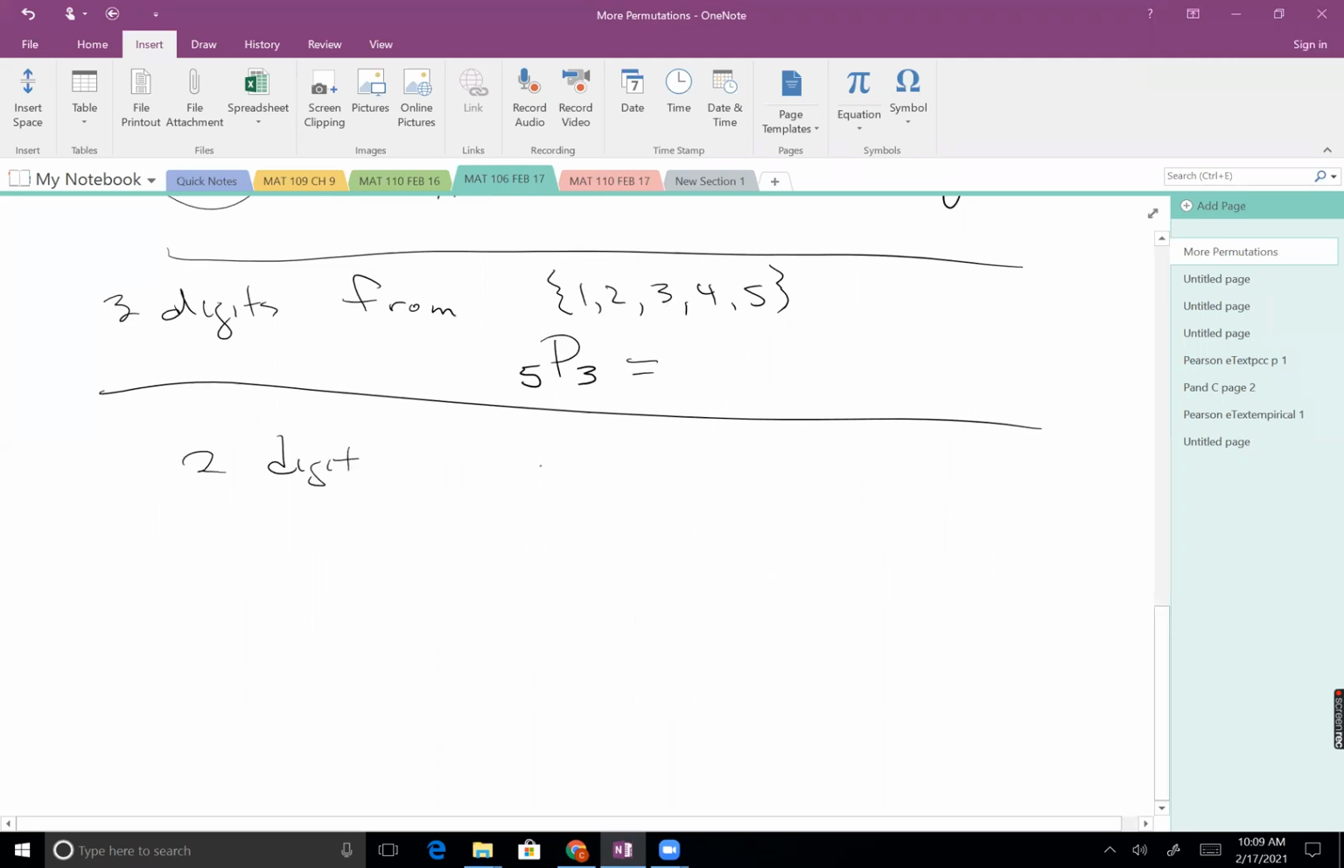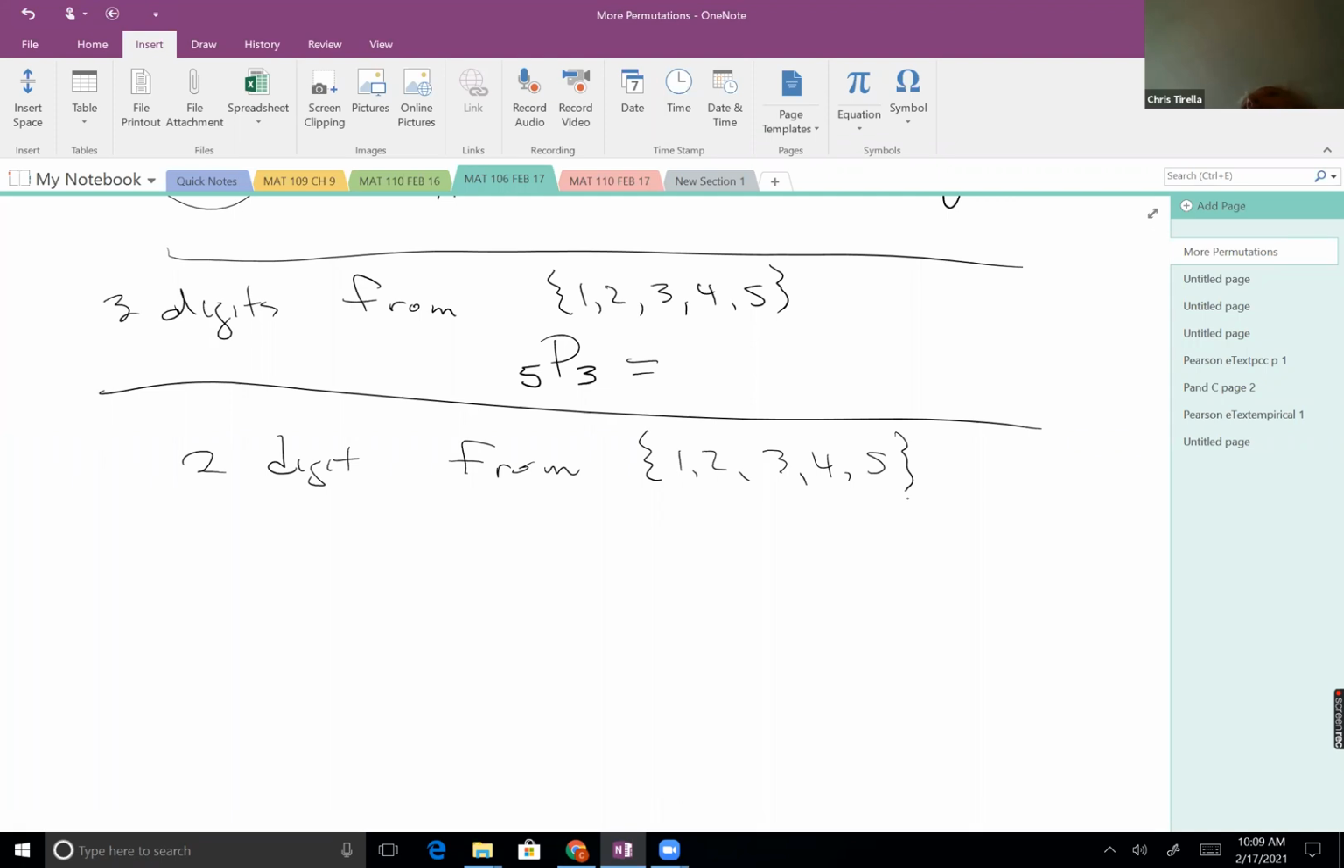Now, if we pick a 3-digit number, we wouldn't all have the same answer, right? No, I'm asking how many are possible. I'm not asking you to give me that 3-digit number. I'm asking, if you were to write all of the possible 3-digit numbers you can come up with, how many would there be?